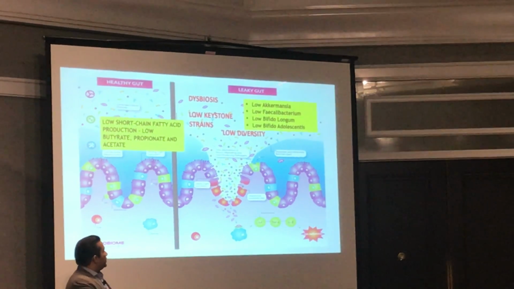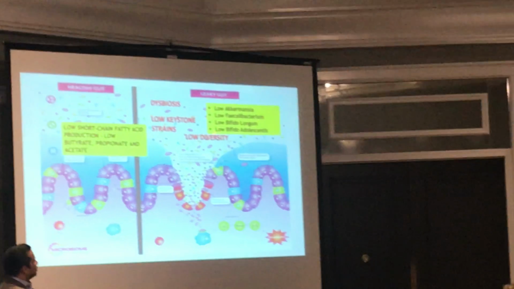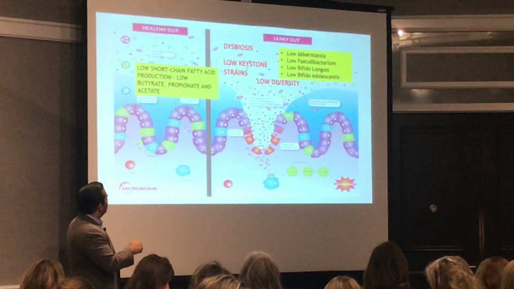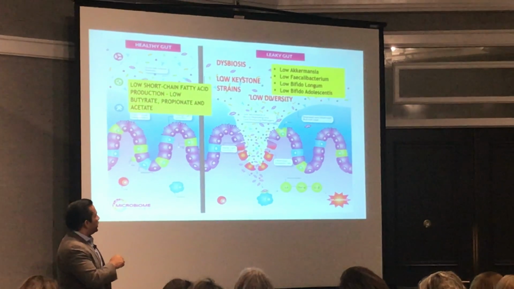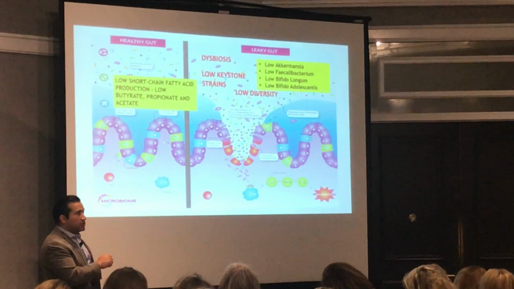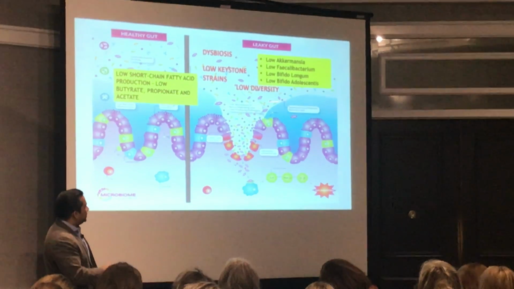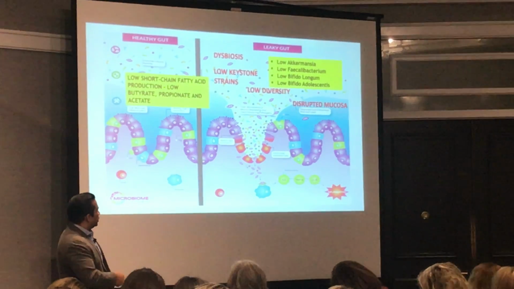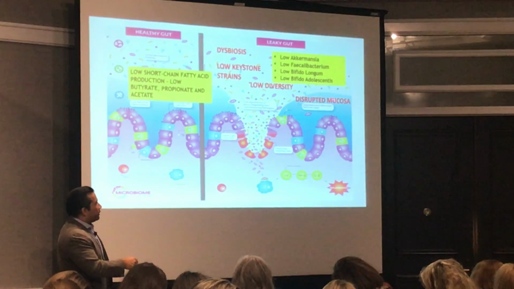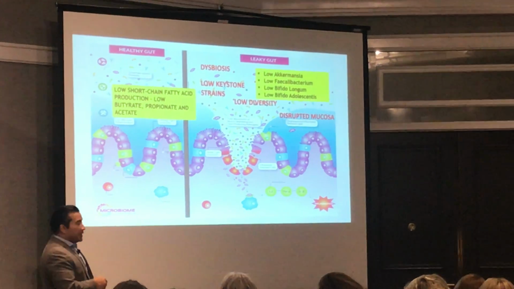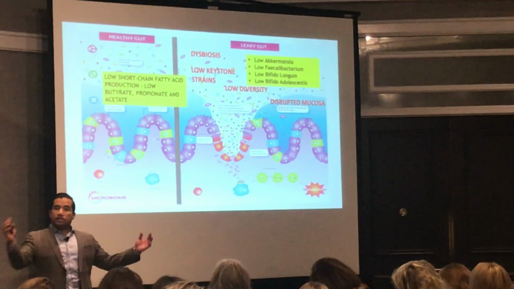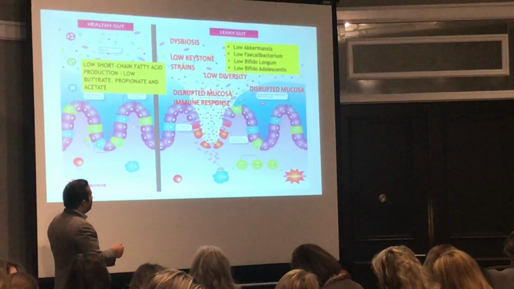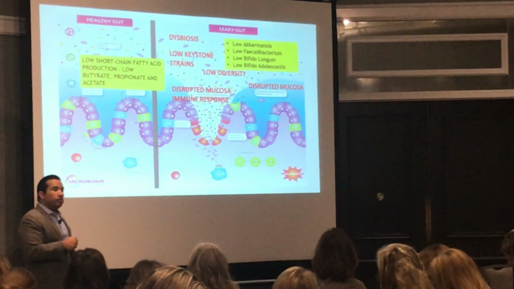So as this flow starts to happen, low keystone strains, low diversity, because keystone strains maintain diversity, you start getting low levels of production of these really critical compounds. These compounds are the ones that maintain the structure. So now when you disrupt the structure, you end up getting what we call a disrupted mucosa. And then because the mucosa is disrupted and things are translocating into the inner sanctum of the mucosa, you end up getting a disrupted mucosal immune response.